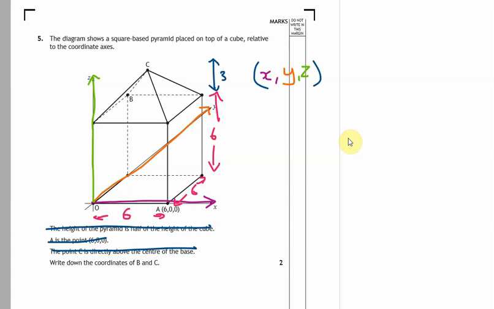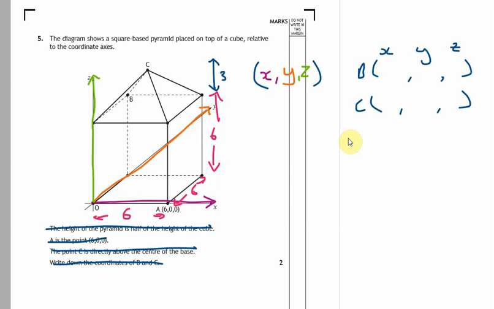I'm going to write down the coordinates of B and C. I'm just going to write it on the side here actually, just so we can keep the diagram in sight. So I'm going to put B, I'm going to put C, I'm going to say X, Y, and Z. So that's me set up for the answer, okay?